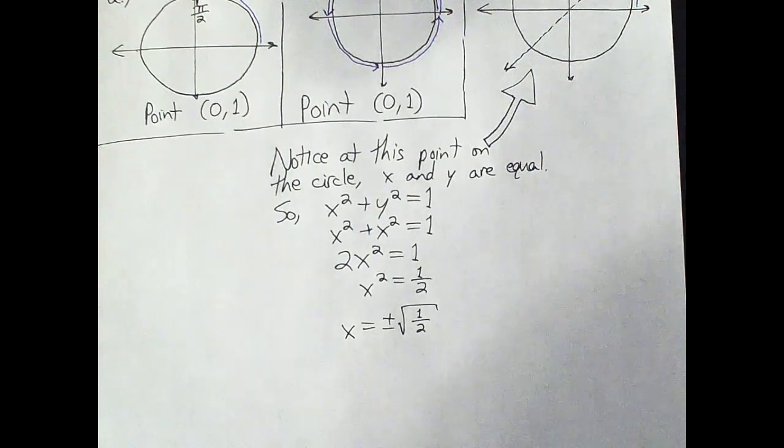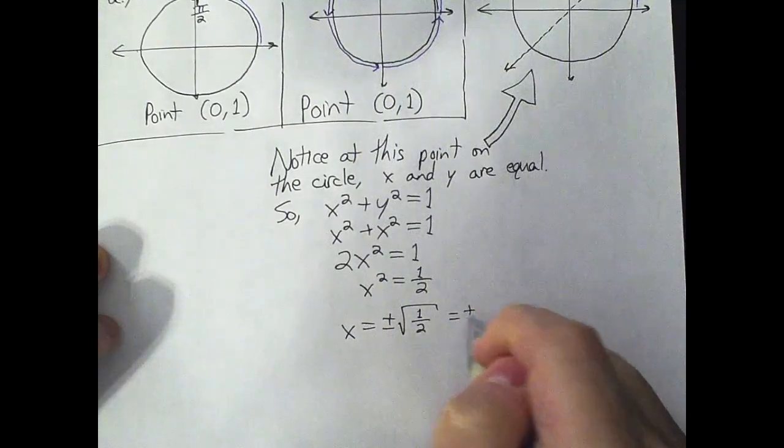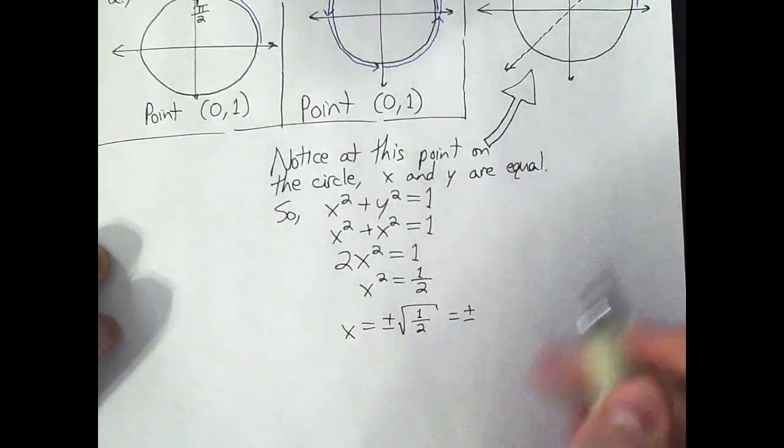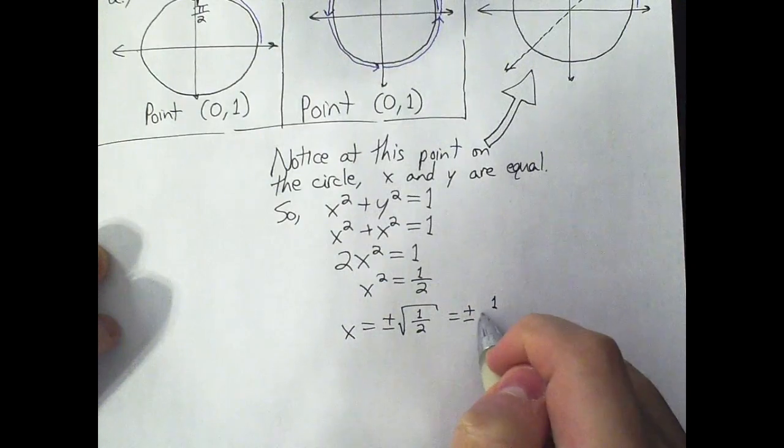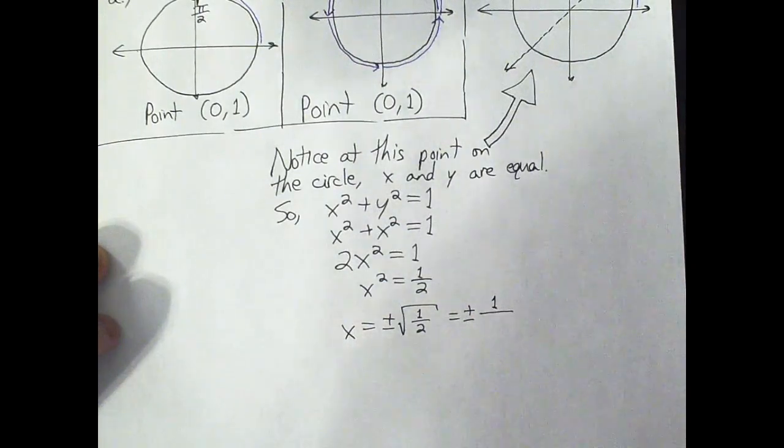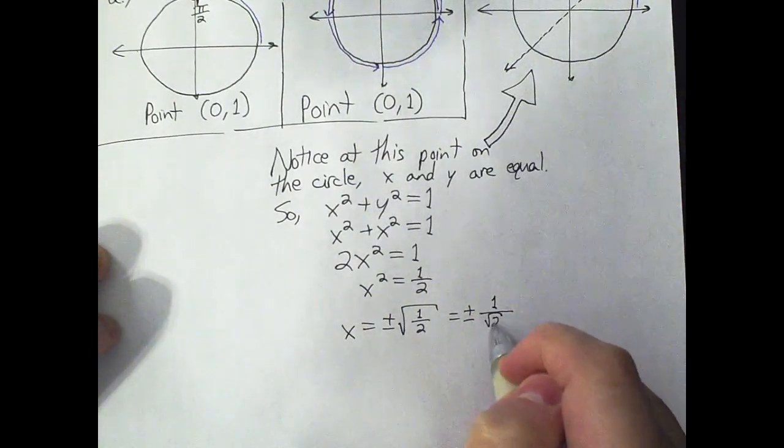Square root of 1/2. I've said that when you take the square root of a fraction, you could do the square root of the top, square root of the bottom. I know the square root of the top is just 1. The square root of 1 is 1. So we could just put the square root on the bottom part.